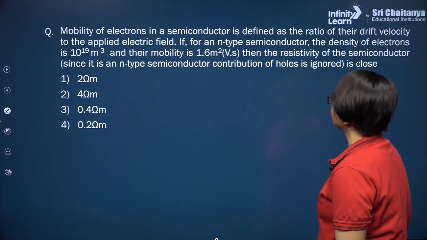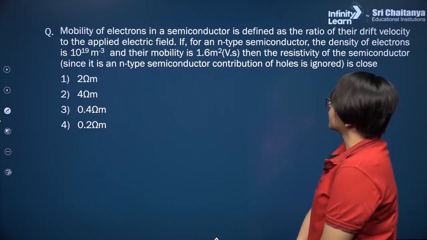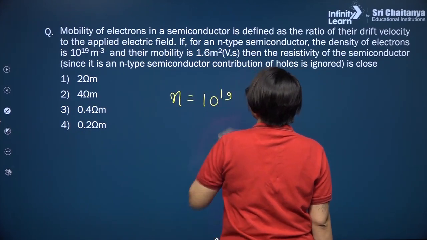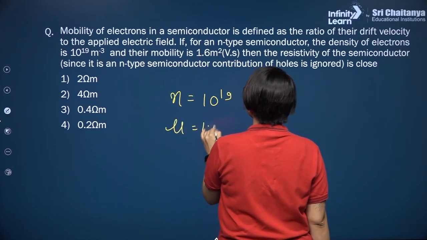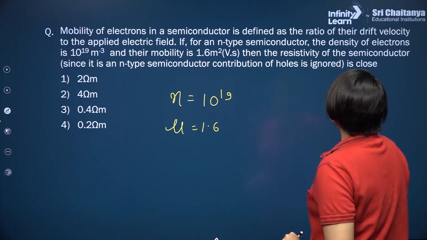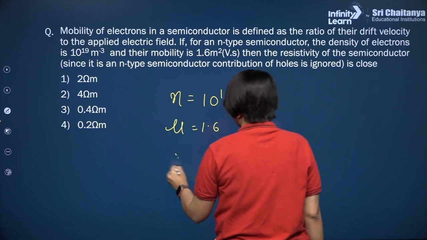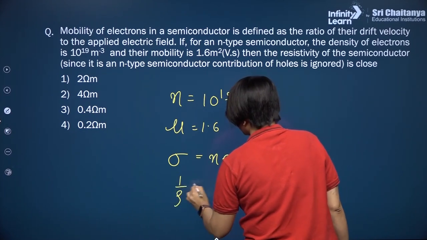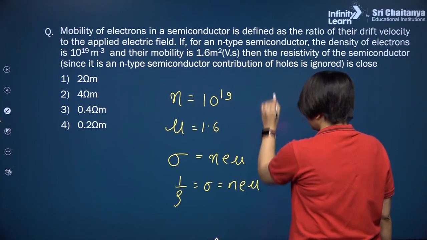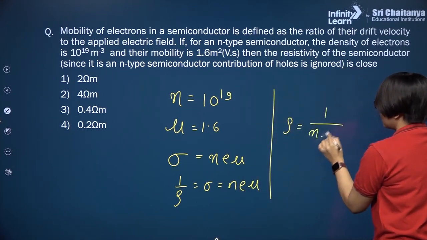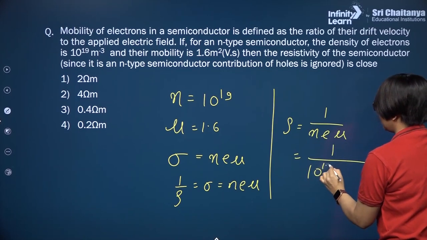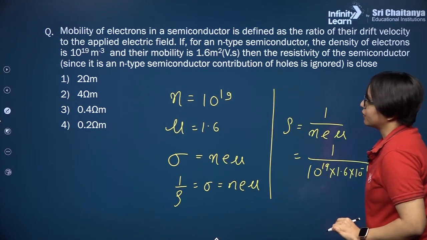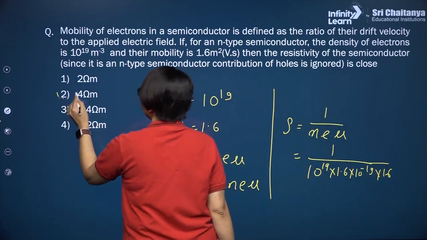Next is, mobility of electrons in a semiconductor is defined as the ratio of the drift velocity to the applied electric field. For an n-type semiconductor, n is 10 power 19 per meter cube and the mobility is 1.6 meter square per volt second. Then we need to find the resistivity of the material. So we know that sigma is n e mu, mu is mobility, and 1 upon rho is sigma, which is n e mu. So basically rho is 1 upon n e mu. So it is 1 upon n is 10 power 19, e is 1.6 into 10 power minus 19, and mu is 1.6. After solving this, you will get your resistivity as 4 ohm meter, which is option 2.